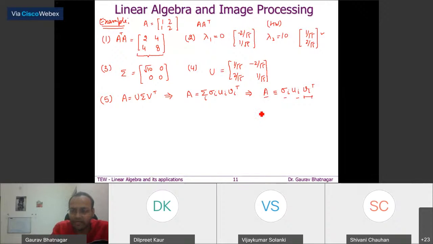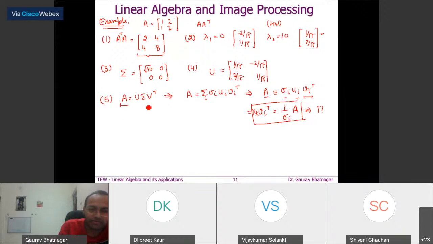So I can immediately say that V_i transpose is nothing but 1 over sigma, U_i transpose A. So now you can plug in the values of U_i and A over here and you are going to get the final values of V. If you feel that this is going to be tiresome or complicated, then just try to use this relation.